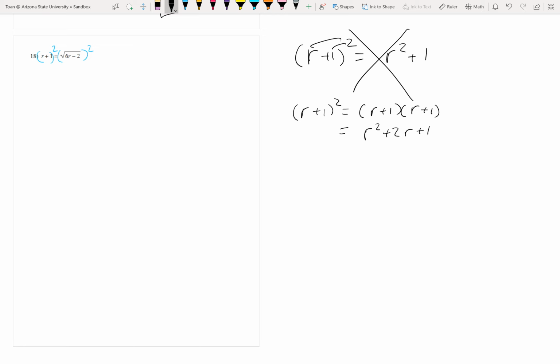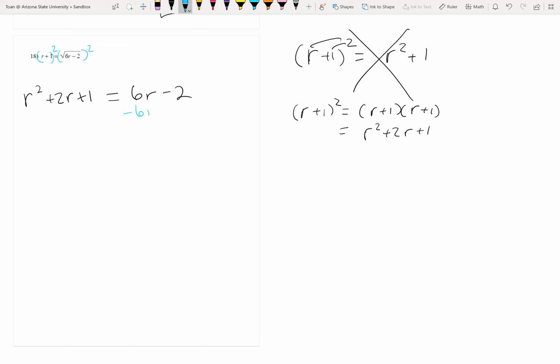So back to the original problem, the left-hand side is r squared plus 2r plus 1 equals, and then on the right-hand side, the square and the square root cancel, giving you 6r minus 2. Notice it's a quadratic equation. You have r squares with regular r's, so same technique. Bring everything onto one side, and then solve by factoring, quadratic formula, completing the square, what have you.